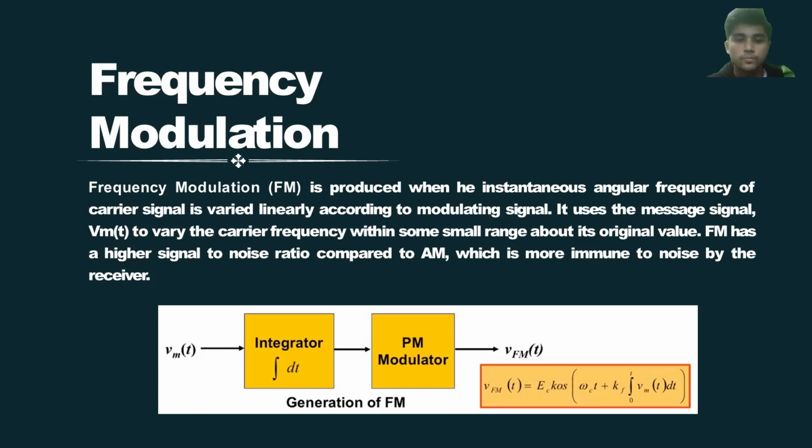Based on the picture on the slide, this is the generation of frequency modulation. To get the frequency modulation signal, we need to integrate the message signal VM(t). Then we go to the PM modulator. For your information, the FM modulator is also called a PM modulator. So we get the frequency modulation.